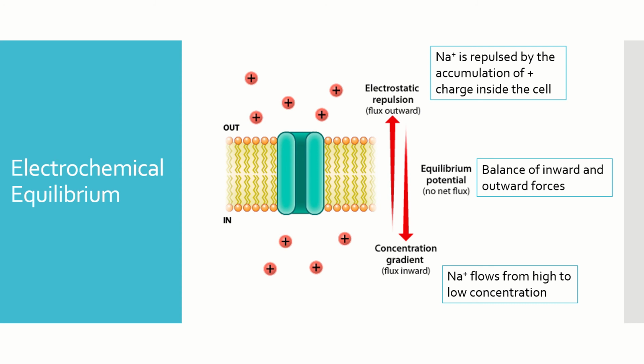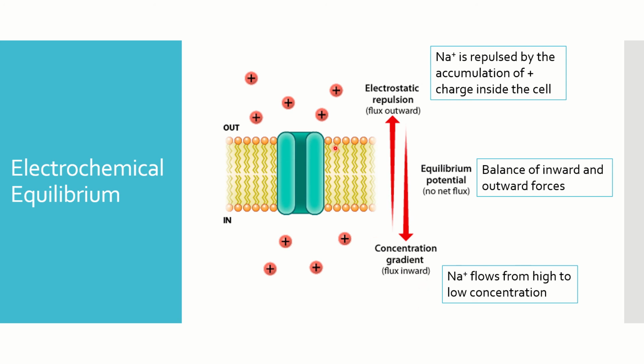Electrochemical equilibrium occurs when there's no net movement, all right? So we're balanced. How does this work? We've talked about concentration gradients before, and how when the concentration gradient is equal, we've reached equilibrium, but electrochemical equilibrium is a little bit different.